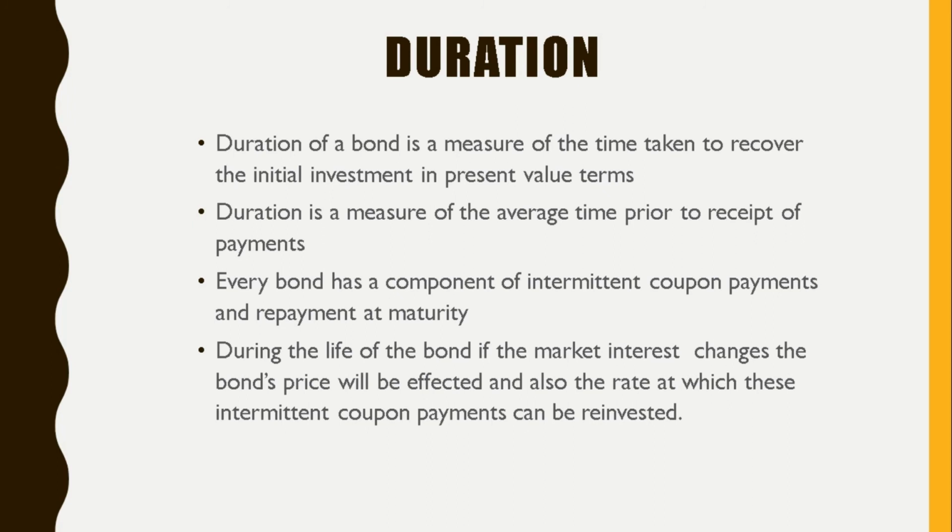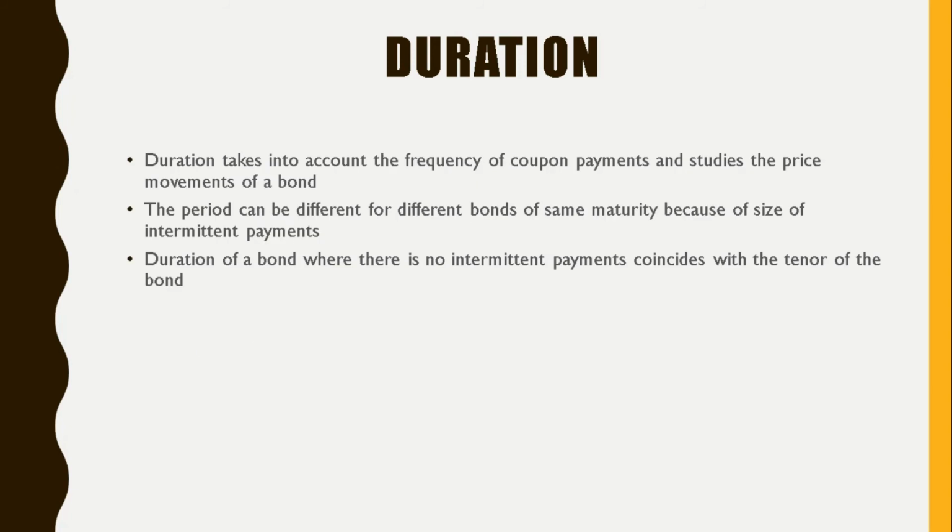Duration of a bond is a measure of the time taken to recover the initial investment in present value terms. Duration is the measure of the average time prior to the receipt of payments. Every bond has a component of intermittent coupon payments and repayment at maturity. During the life of the bond, if the market interest rate changes, the bond price will be affected, and also the rate at which these intermittent coupons can be reinvested.